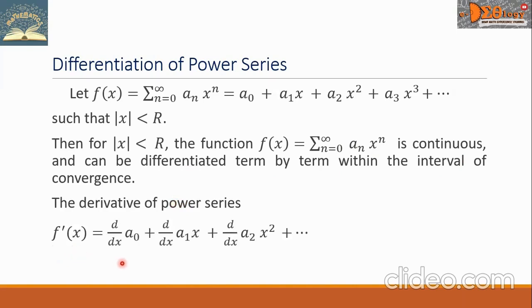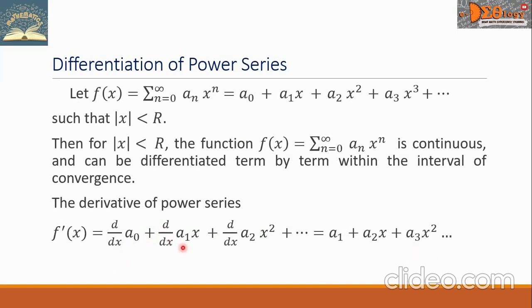We can show that we're going to take the derivative of each of these terms. So we have derivative or d over dx of a sub 0 plus d over dx of a sub 1 times x plus d over dx of a sub 2 times x squared plus and so on. And the answer will be in here. Derivative of a sub 0 is 0. A sub 0 here is a constant.